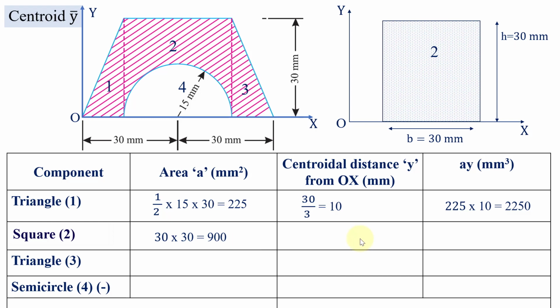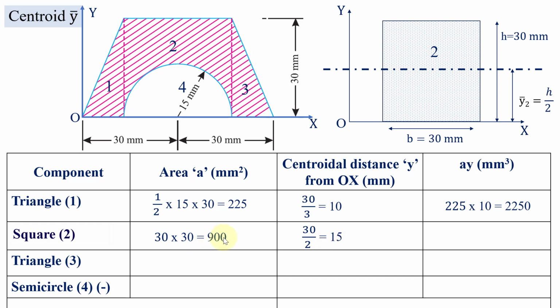The centroidal distance of this square is easily calculated because it is exactly half the distance of this size from the OX axis. So it is going to be h by 2, because this size is the height. So the centroidal distance of this square is 30 divided by 2, which is 15 mm.